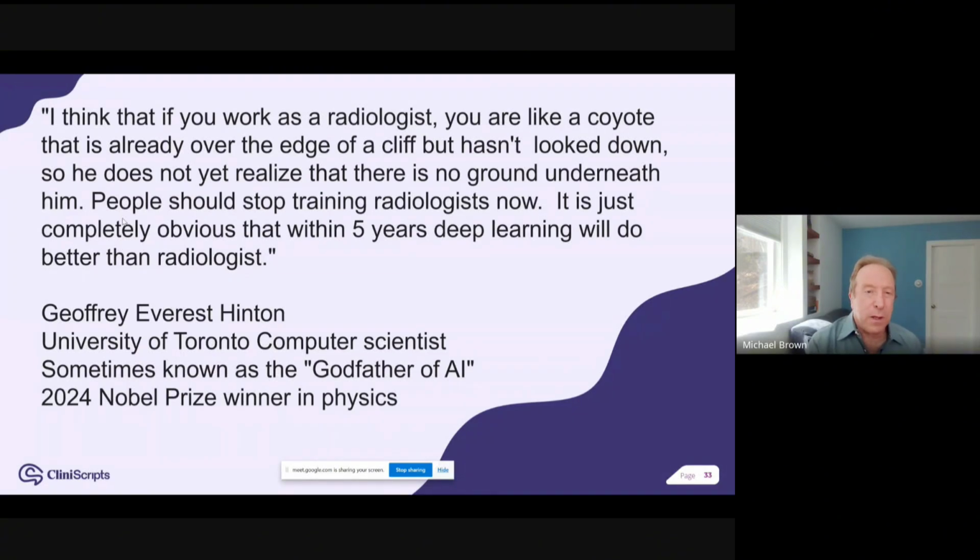It is just completely obvious that within 5 years, deep learning will do better than radiologists." And so that's a pretty credible warning that I think means a lot, especially coming from a Nobel Prize winner. The challenge is, he publicly stated this in 2016. So he is a little bit ahead of his time.